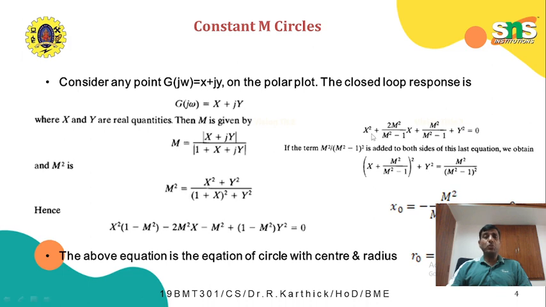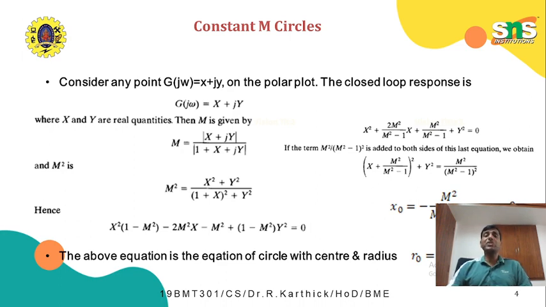Finally, we divide the entire equation by M squared minus 1, so we land up at this equation. Now adding M squared divided by M squared minus 1, the whole squared, on both sides of this equation, we finally obtain x plus M squared divided by M squared minus 1, the whole squared, plus y squared equal to M squared divided by M squared minus 1, the whole squared, which represents the equation of a circle: x squared plus y squared equal to a squared.